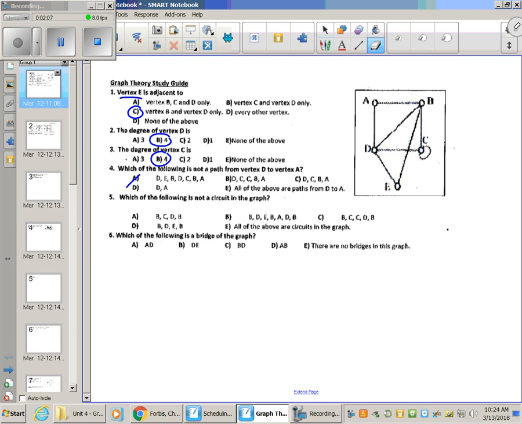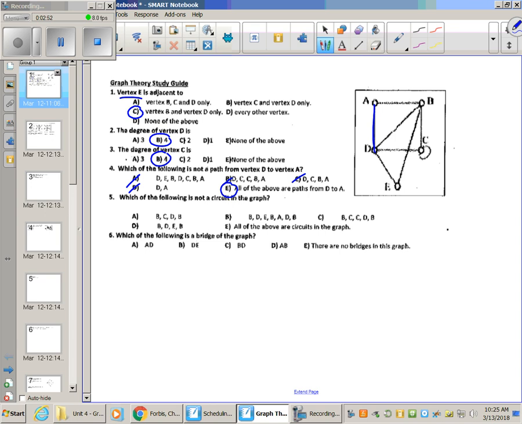Well, let's try B. B says D, C, C, B, A. So starting at D, going to C, back around C, to B, and to A. Well, again, that was a path that worked, so I can cross that one off. All right, let's try C. That says D, C, B, A. I'm going D, C, B, A. Again, that works. So C's out. Lastly, DA. D to A. Again, that one works. All of the following are paths from D to A, so that means their answer choice is E. All of the above are paths.